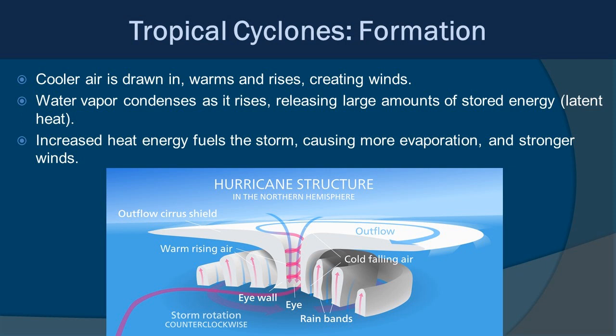As water vapor condenses as it rises and cools, it's going to release large amounts of stored energy, that latent heat. This, of course, increases that heat energy, causing more evaporation and stronger winds. In a healthy storm, you're going to have that outflow and inflow coming into the storm, rising warm air, high condensation, and lots of energy being released.